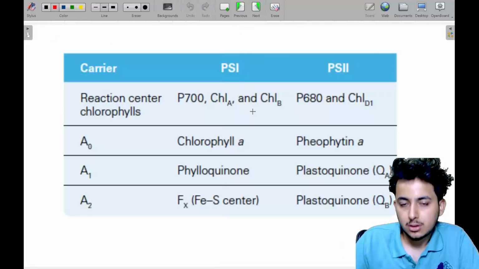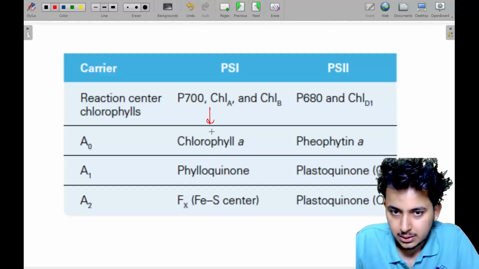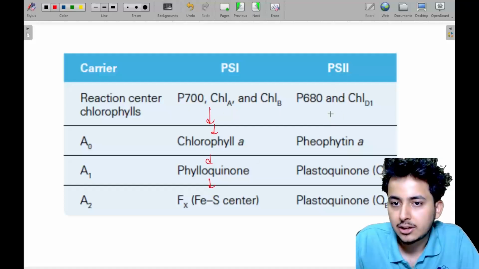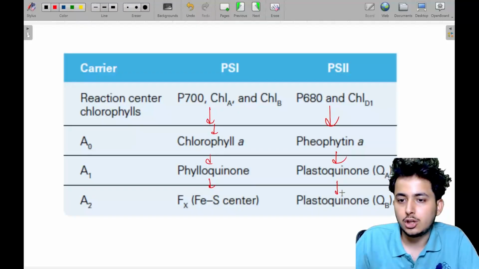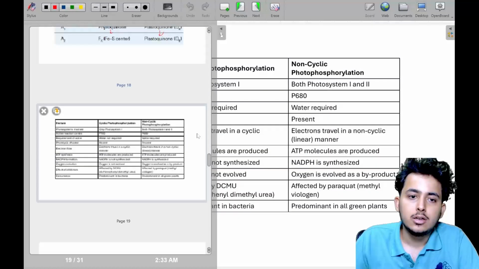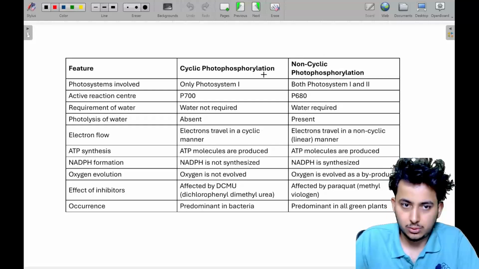Now this is the electron flow, basically how the electron flows from P700 to chlorophyll A, phylloquinone, then this, and in PS2 they flow to pheophytin, plastoquinone, QA, QB. So this was the electron flow, and this is the table for the difference between cyclic and non-cyclic photophosphorylation.